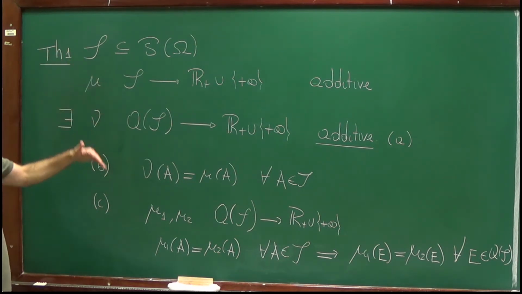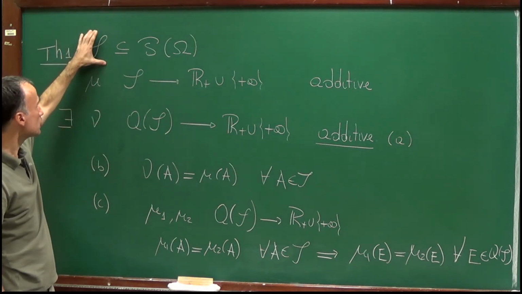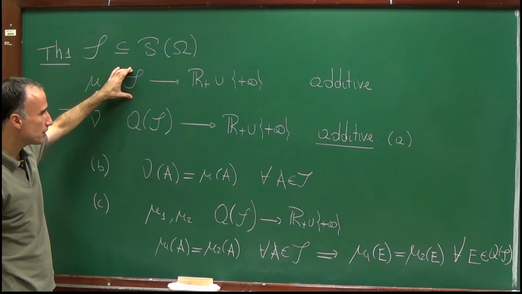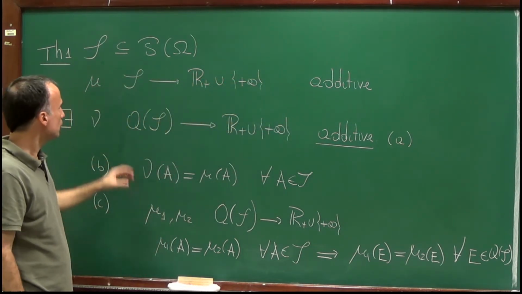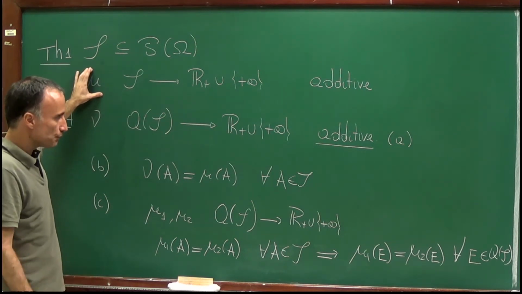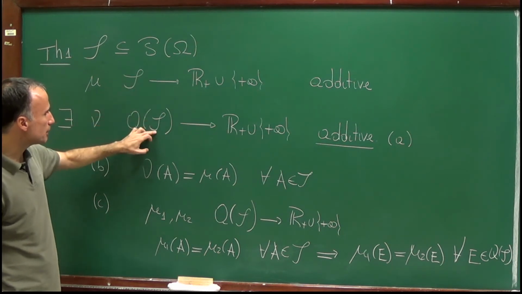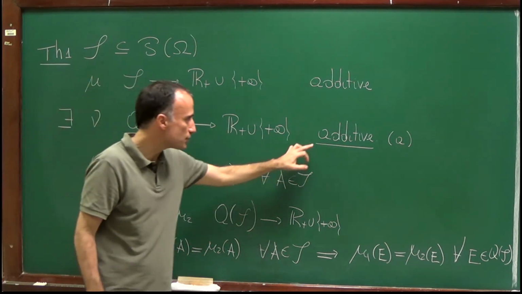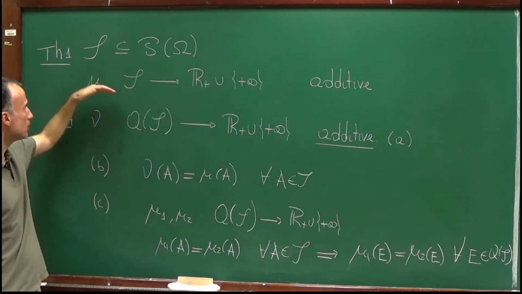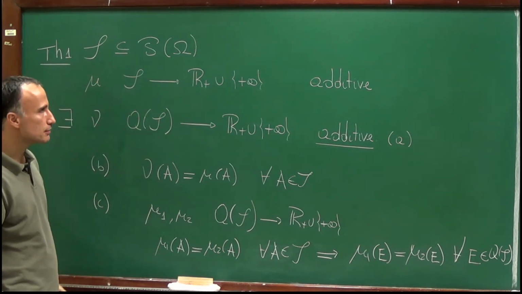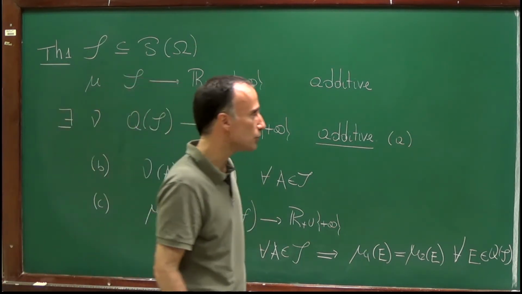So this is the first step in our extension theorem. We will start with a function defined on the semi-algebra, which is additive, and we will use this result to work with a function which is now defined on the algebra generated by the semi-algebra, which is still additive. So this will be the extension, because it's unique, the extension of mu to the algebra generated. So this is the first step in our extension, and this is what I will prove now.